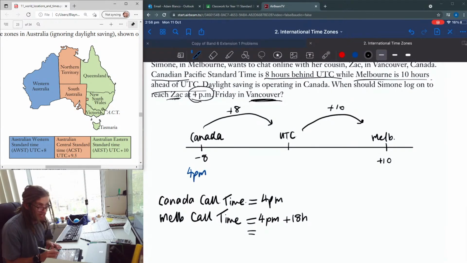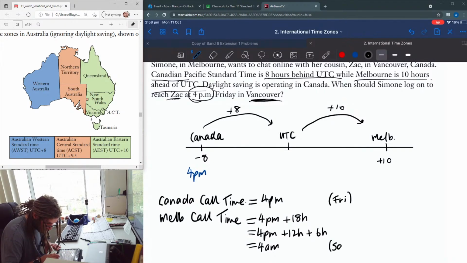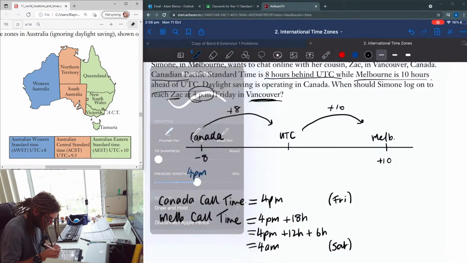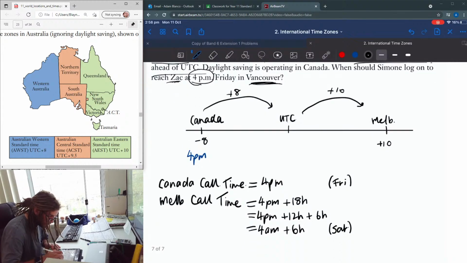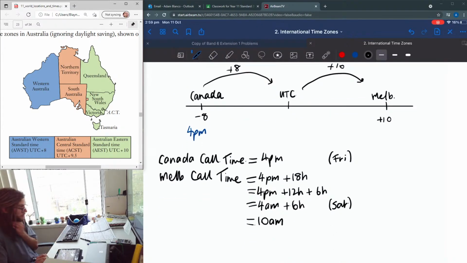Okay, so sometimes it's a good thing to split it up a little bit. So instead of doing 18 hours all in one go, like 4 p.m. plus 12 hours, and then add 6 hours. So 4 p.m. plus 12 hours is going to be 4 a.m. Now keep in mind that this was Friday, and now this is Saturday, because I've added 12 hours, I've gone past midnight. Now I've still got to add 6 hours. So that's going to bring me to 10 a.m.